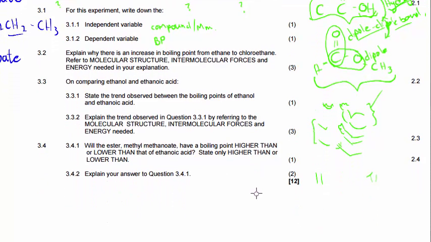Now they ask you to explain your answer. That's the answer. The hydrogen bonds. Not stronger and weak guy. Okay, sorry. The hydrogen bonds are stronger. The hydrogen bonds in the ethanoic acid are stronger than the dipole bonds in the ester.